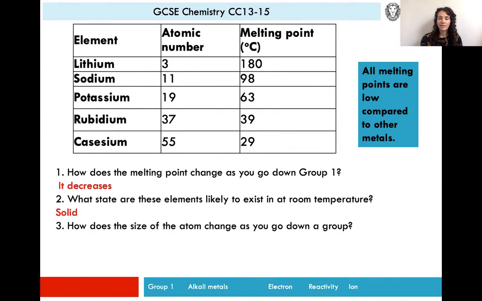How does the size of the atom change as you go down the group? What's happening to the size of the atom?